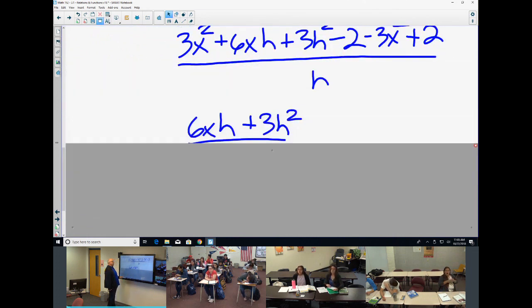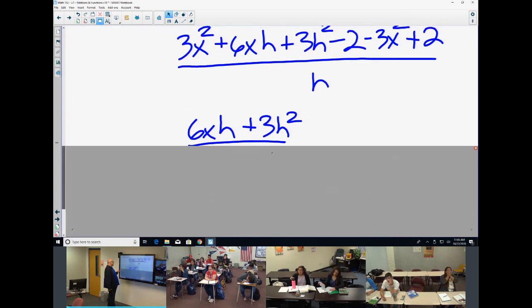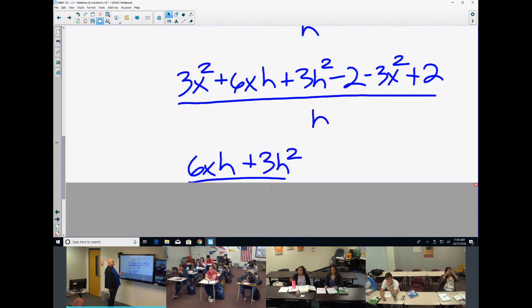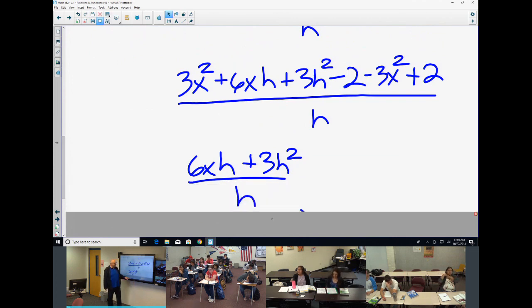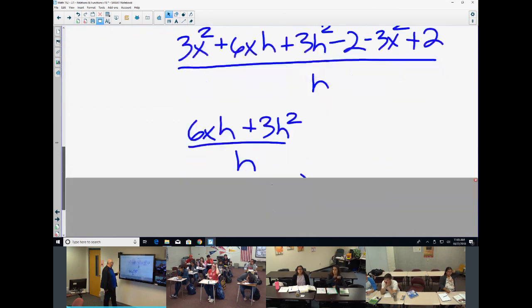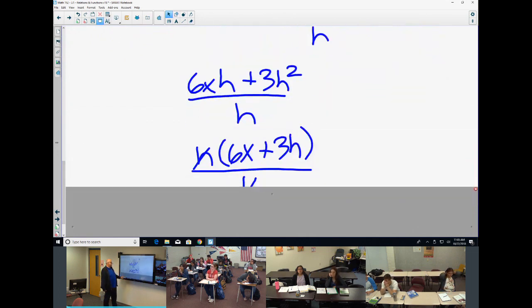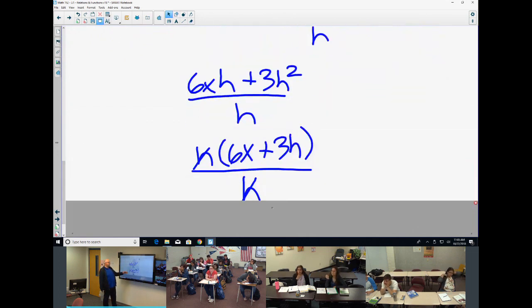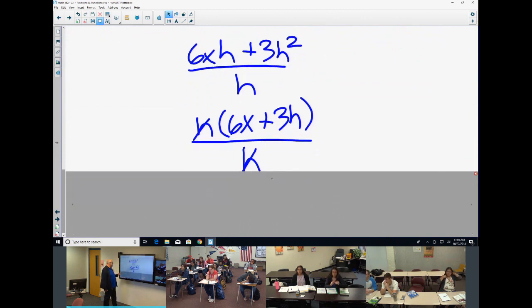All right. Now, if you do it right, then everything left, just these two terms, will also have an h in it. And why that's significant is because we can factor out an h and cancel it with that h. So we factor out an h and cancel it. And so this stuff up here in parentheses, that's our final answer.